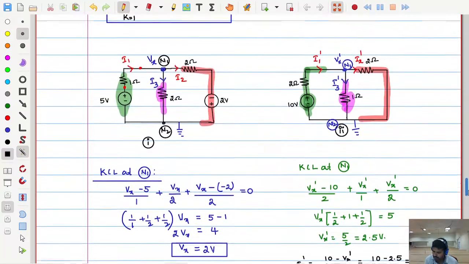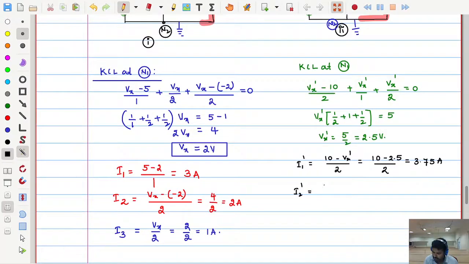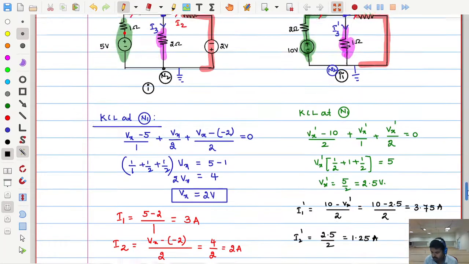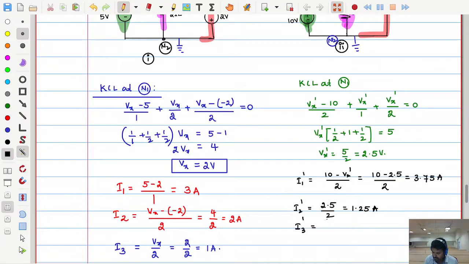Next is I2 dash. I2 dash is Vx dash by 2. So that is 2.5 by 2, 1.25. Very good. So next is I3 dash, which is Vx dash by 1, which is 2.5 amperes.